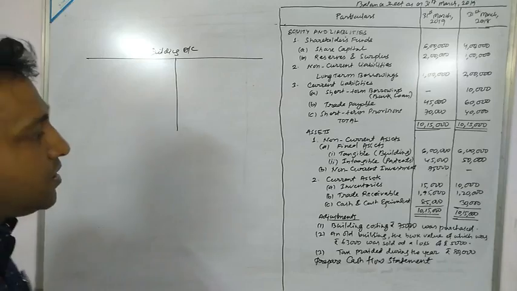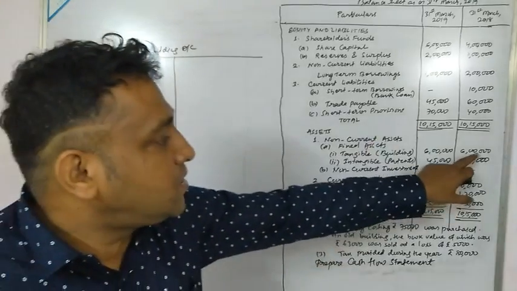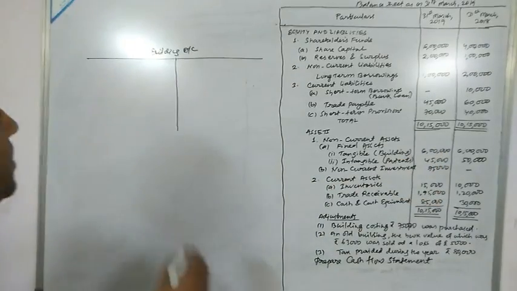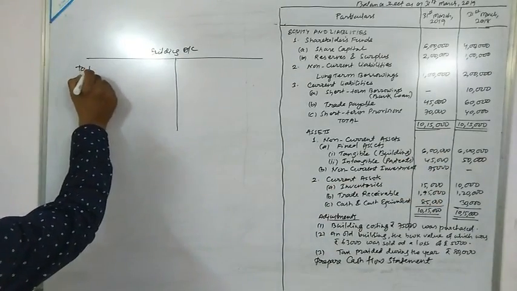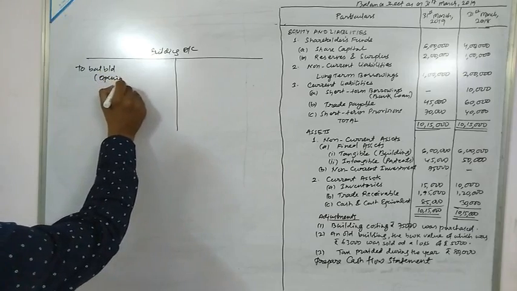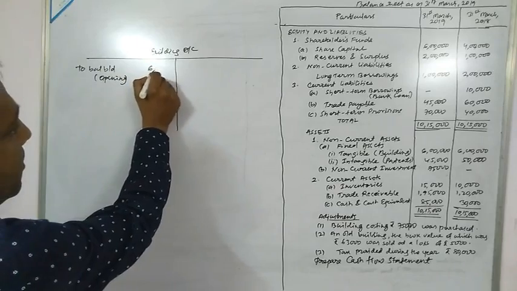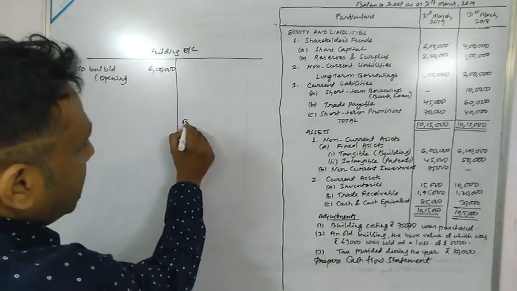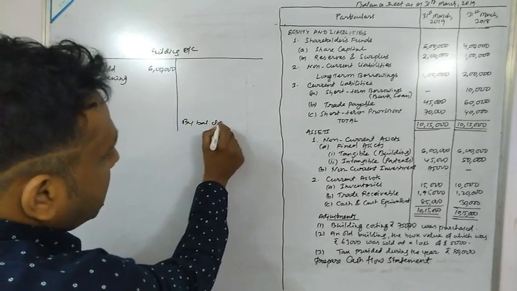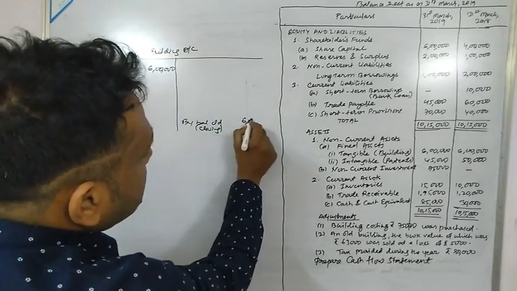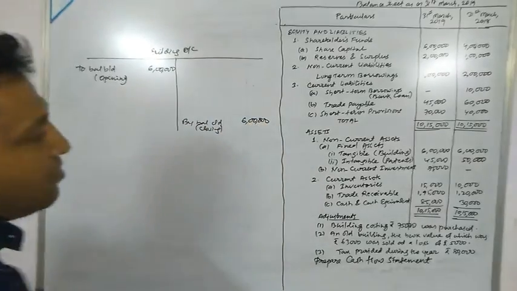Now you see, in case of building, the opening balance is 6 lakh in 2018, and the closing balance is 6 lakh. So the opening balance will be written as it is, since it is an asset: to balance brought down. This is your opening balance. How much will you write? Opening balance is rupees 6 lakh, and the closing balance will be written here by balance carried down. This is your closing balance. How much would it be? It is also 6 lakh.